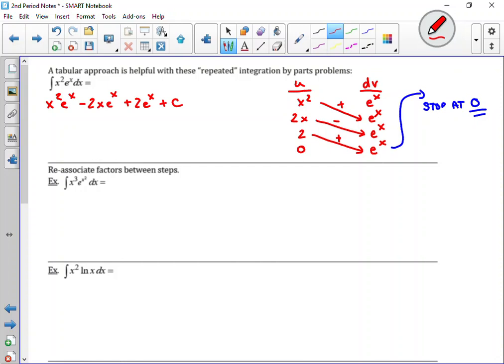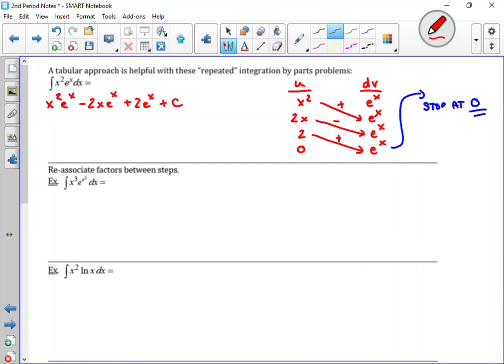It works all the time, but sometimes we're going to get to a point where it doesn't equal 0. So I need you to know the other way, so that if it doesn't get to 0, you'll know what to do. Okay. So, try the next one.